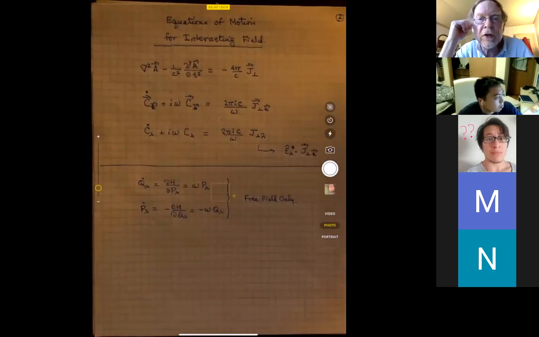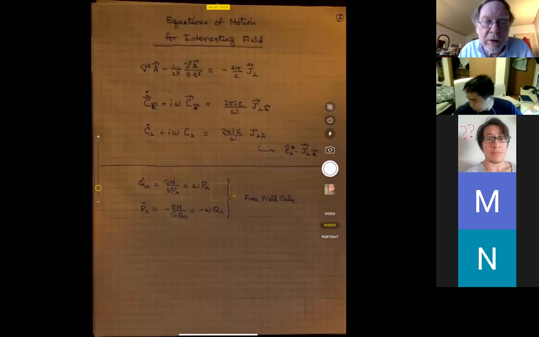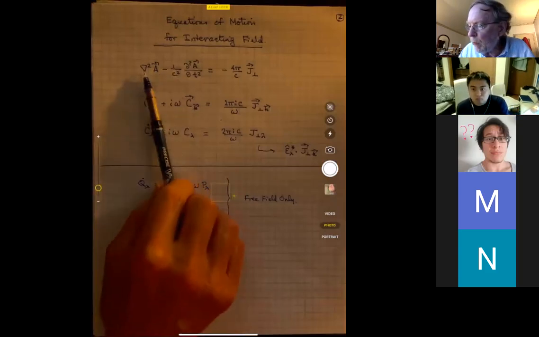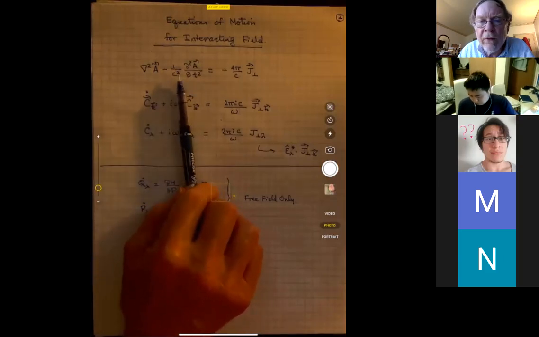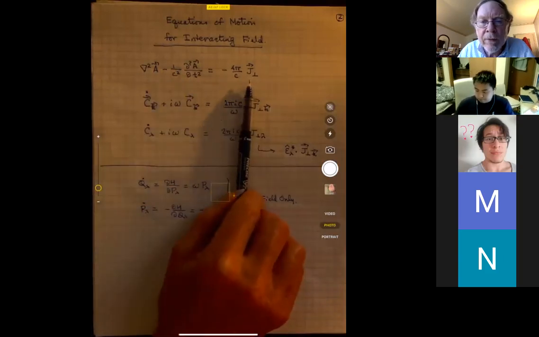You use a coordinate transformation motivated by the free field in order to put the equations of motion for the interacting field in a useful form. So having done that, the definitions of the various coordinates that we went through don't change, but what does change are the equations of motion. For example, we find the vector potential is driven by a wave operator, but on the right-hand side, there are now the transverse components of the current.